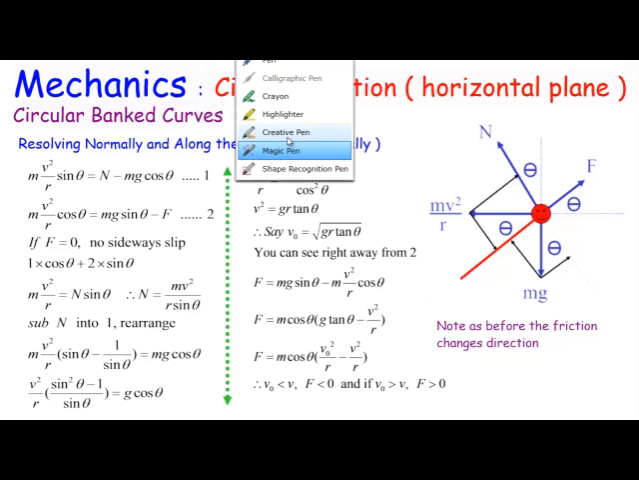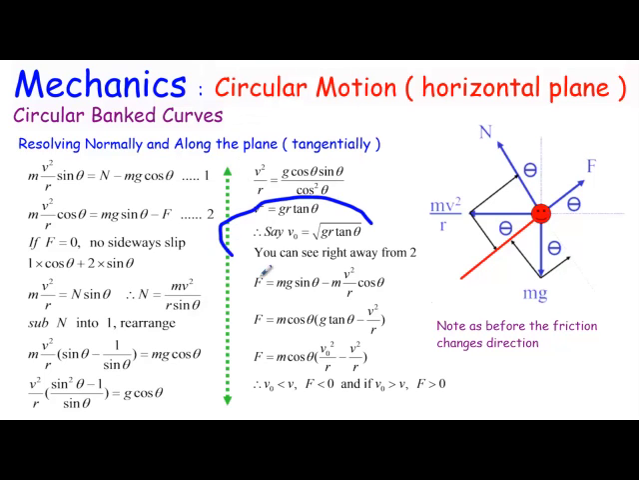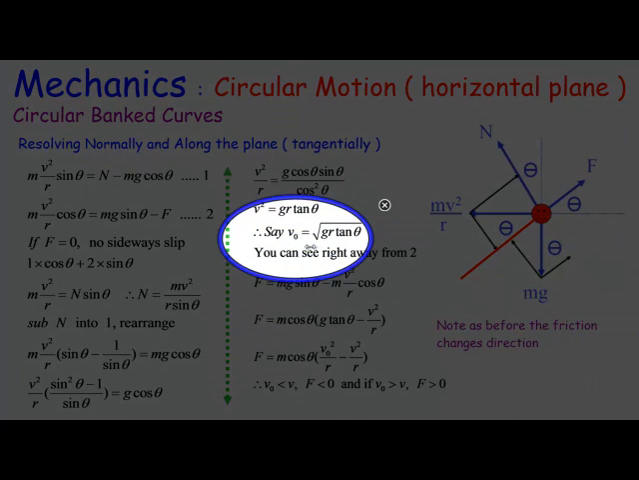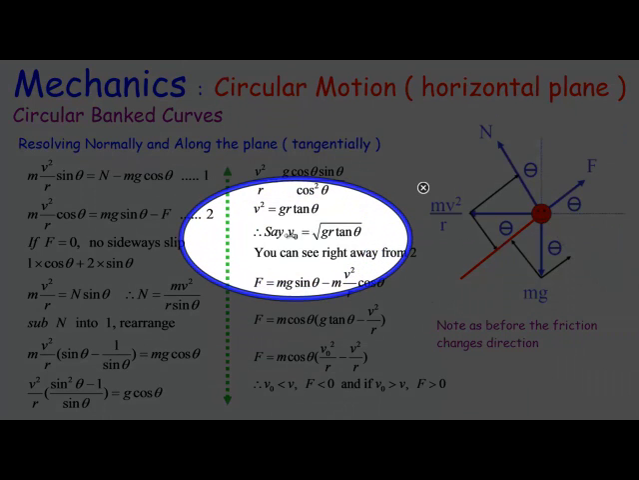Let's see if we can get the pen. We'll get the same equations, obviously. Let me make this a bit bigger. So what do we do first? Now you can see the centripetal force mv squared on r actually has components: a component normally up here, and a component tangentially down here.